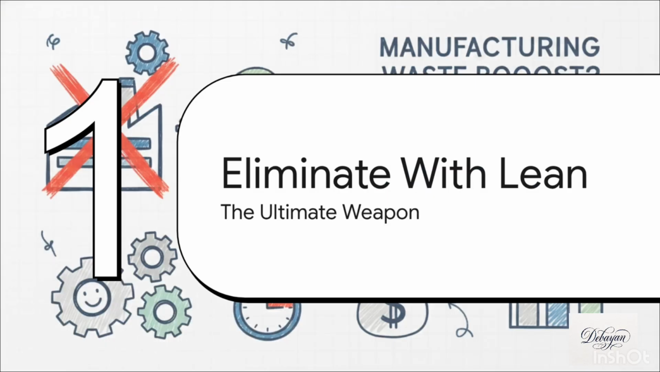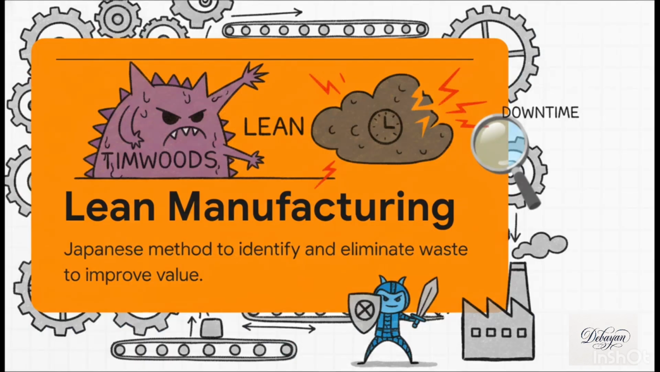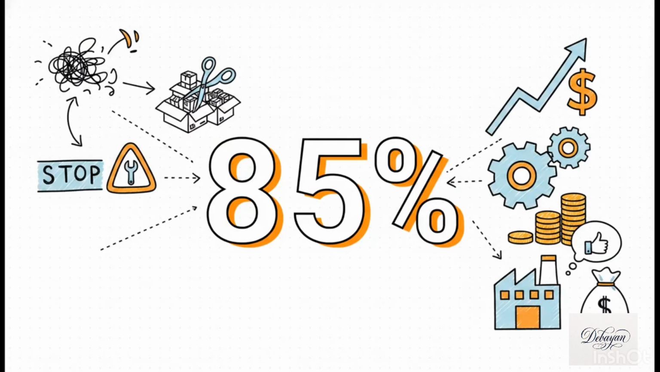Section 4. Eliminating waste with lean. Now that we've exposed these 8 deadly wastes, let's look at how the absolute best companies eliminate them completely. Enter lean manufacturing. This is a brilliant, customer-driven Japanese methodology that focuses obsessively on identifying and eliminating waste to improve value. Listen, lean is not just some corporate buzzword. It is a proven, systematic weapon designed specifically to hunt down Timwoods and Downtime and absolutely destroy them on your shop floor.